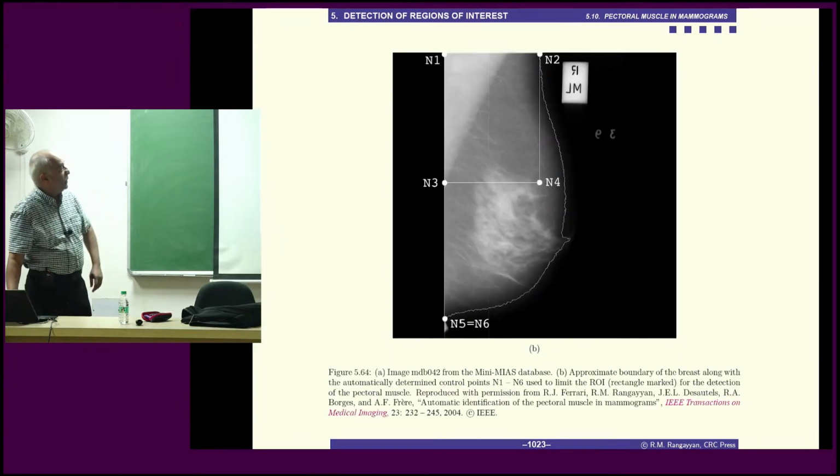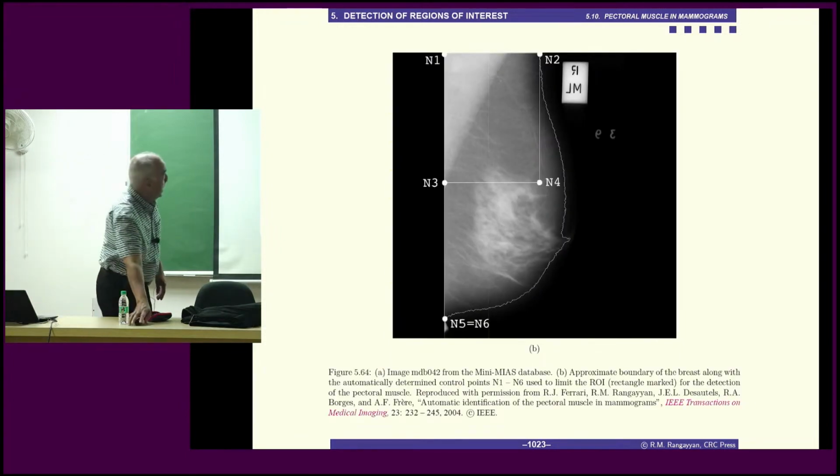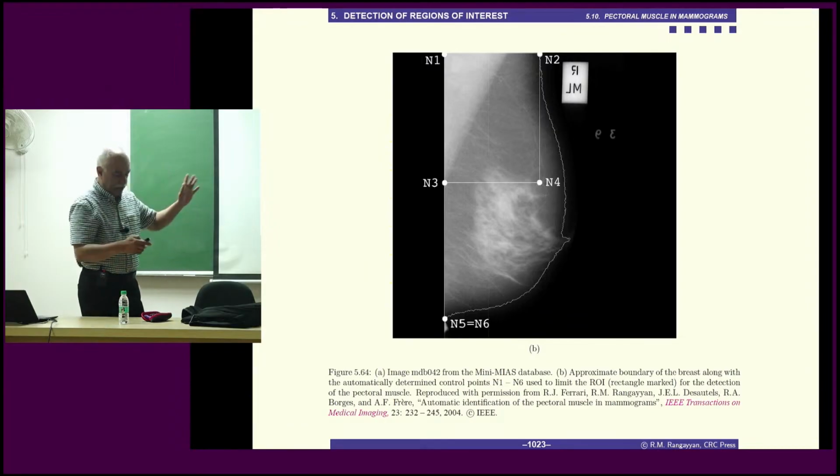So again, this is what we saw. Now, in this case, this box is enclosing all of the pectoral muscle, but it doesn't have to be so. Sometimes the pectoral muscle could go like that. But if you get this portion, it is adequate to fit a straight line. And in this case, the edge is an almost perfect straight line. I'll show other cases later.